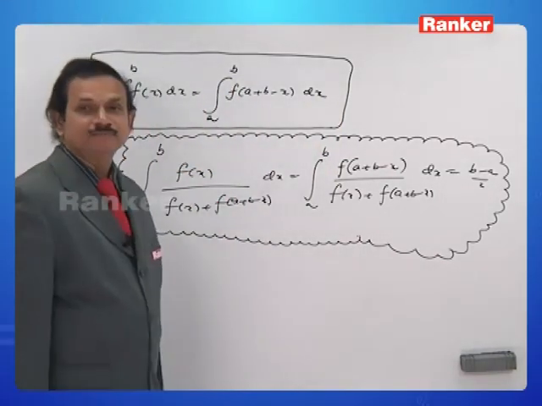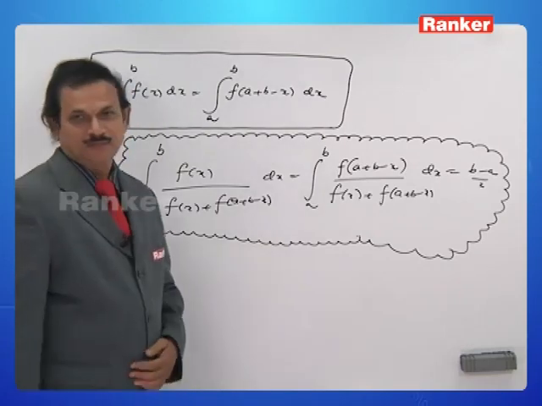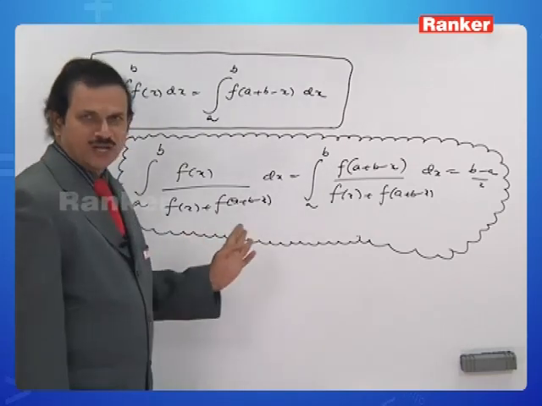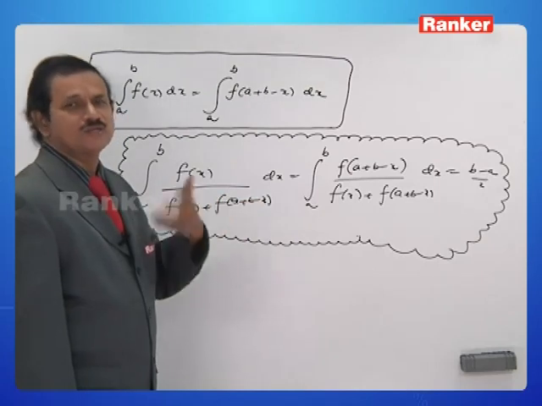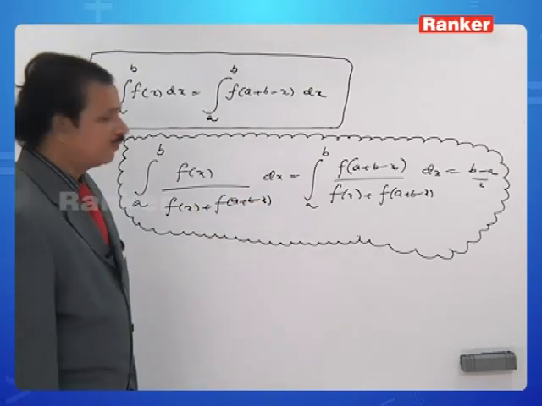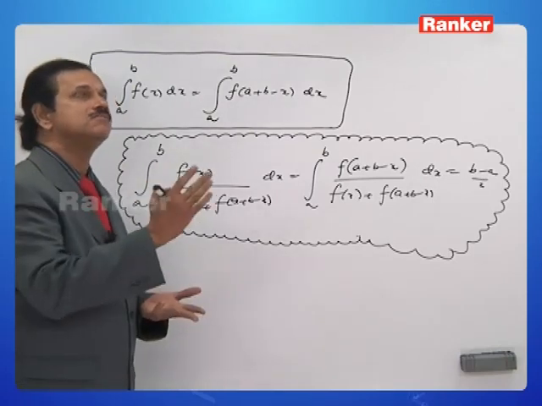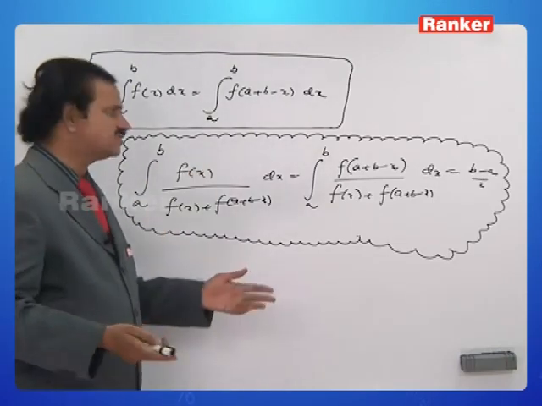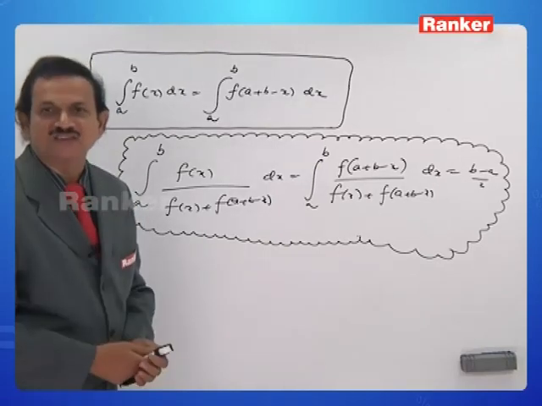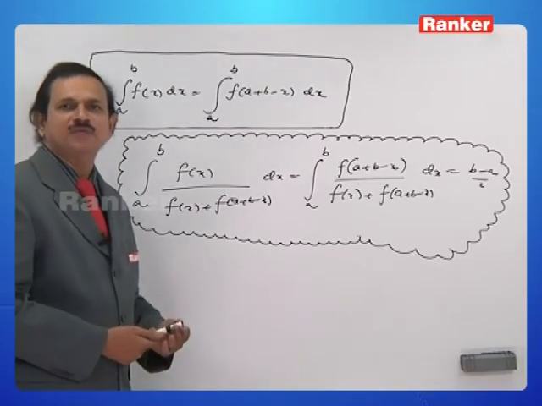Beautiful formula. Observe the previous problem. Integral 2 to 3 root x by root x plus root 5 minus x dx is (b minus a) by 2. That is 3 minus 2, that is 1, so 1 by 2. Yes, you can write the answer without having any steps.